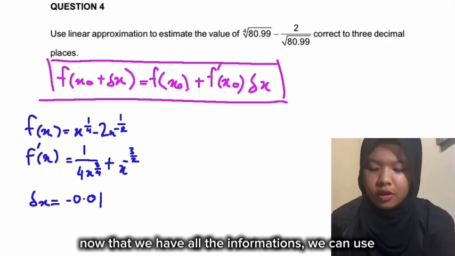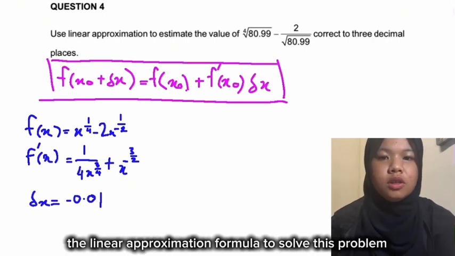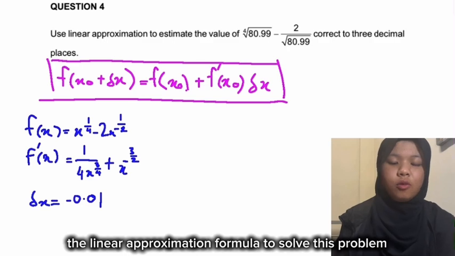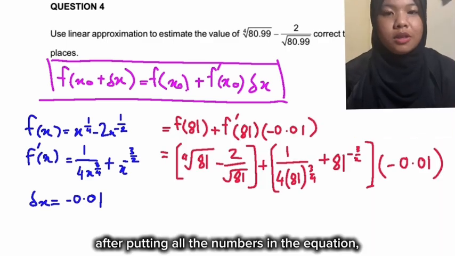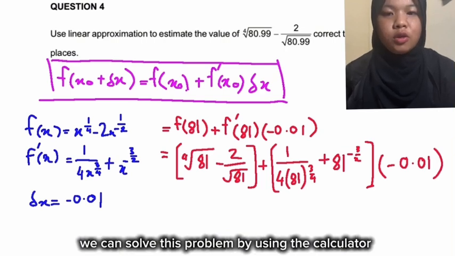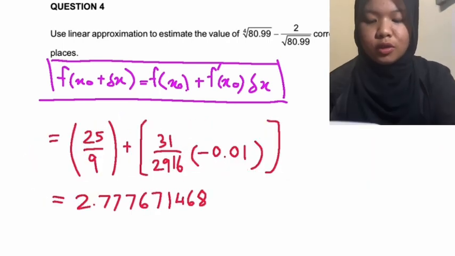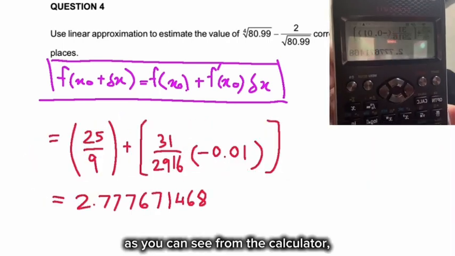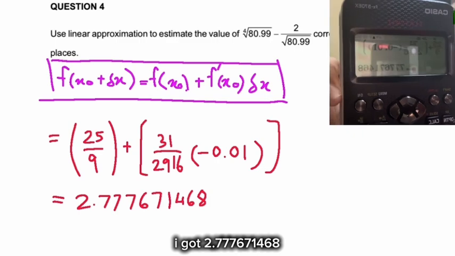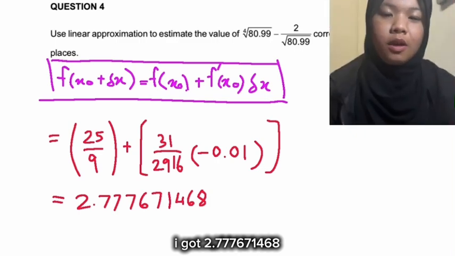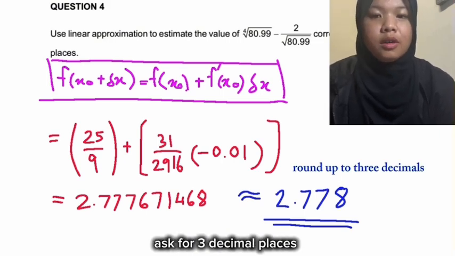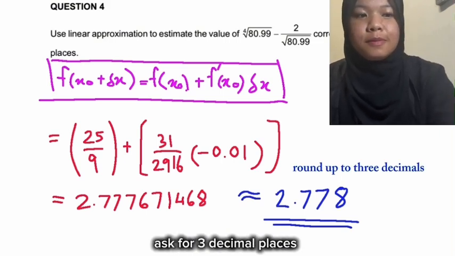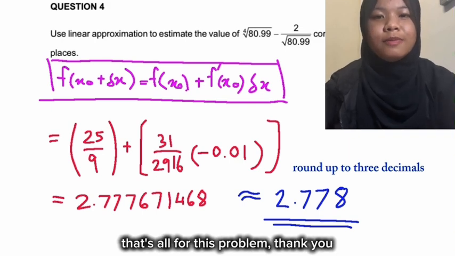Now that we have all the information, we just use the linear approximation formula to solve this problem. After putting all the numbers in the equation, we can solve this problem using the calculator. As you can see from the calculator, I got 2.777671468. But we have to round it, as the question asks for 3 decimal places. That's all for this problem. Thank you.